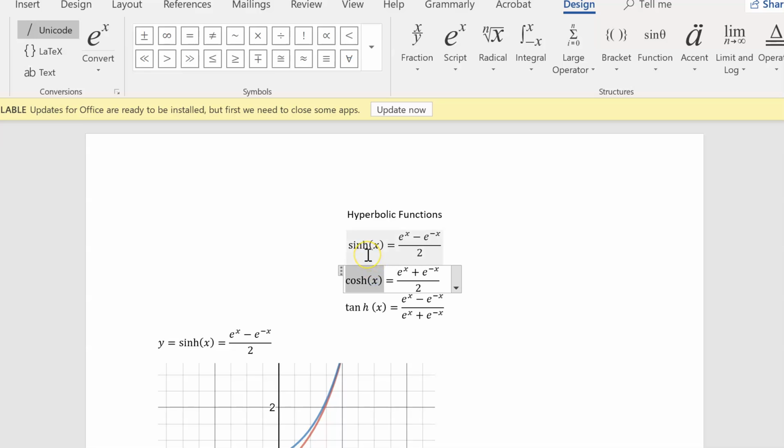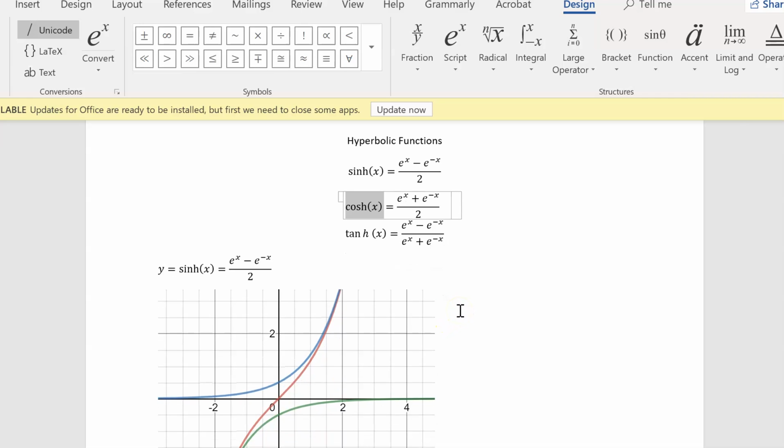So once again, hyperbolic sine is defined as e to the x minus e to the negative x over 2. Hyperbolic cosine is defined as e to the x plus e to the negative x over 2. Hyperbolic tangent is defined as the quotient of these two, which is e to the x minus e to the negative x over e to the x plus e to the negative x.